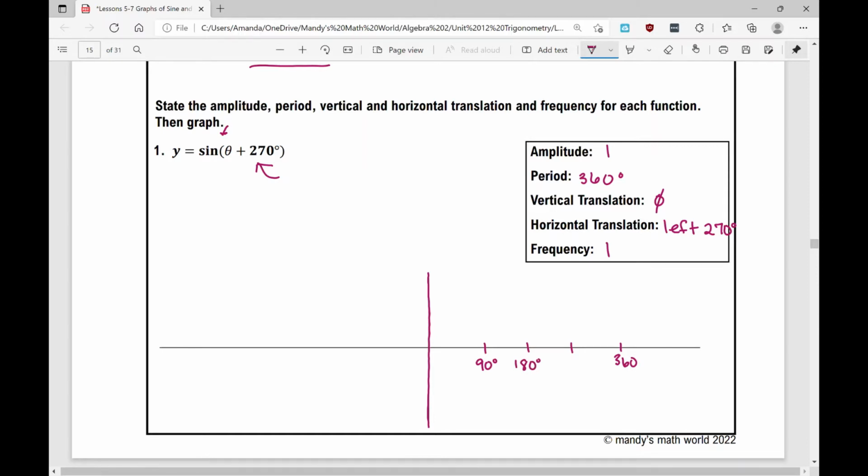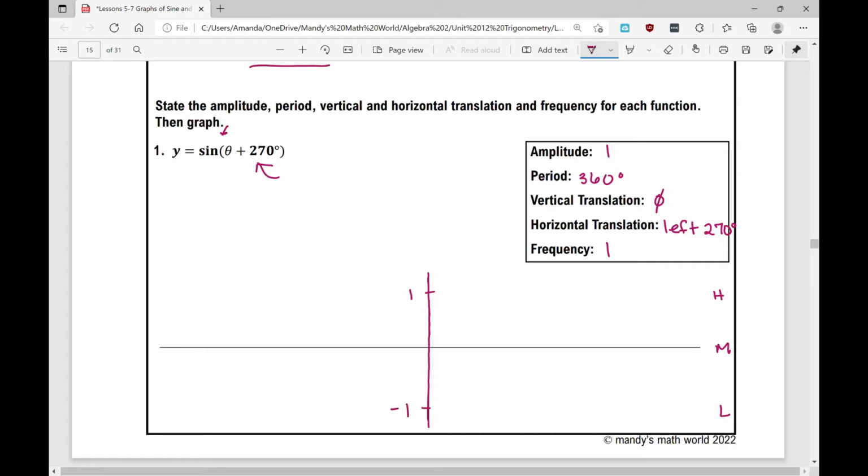Okay, so in this case, we're going to be dividing it up using those same values, right? We're going to be counting by 90 degrees. That's really important to first notice. We're not moving up or down, so we still have our midline here. 1 we still have as our high line, and -1 we have as our low line.